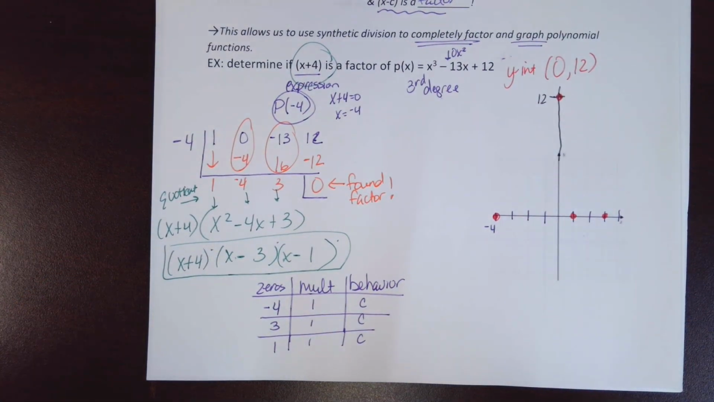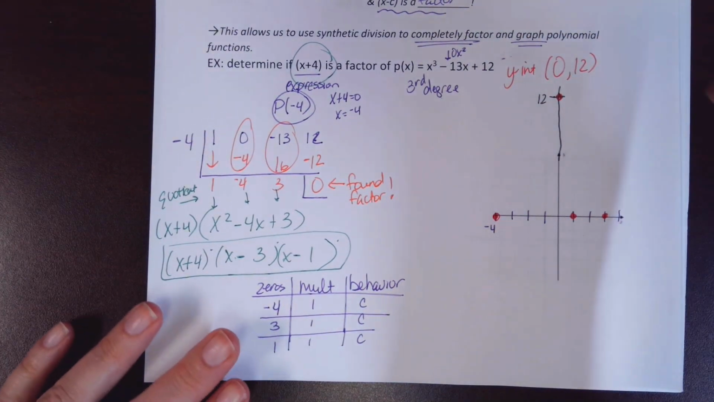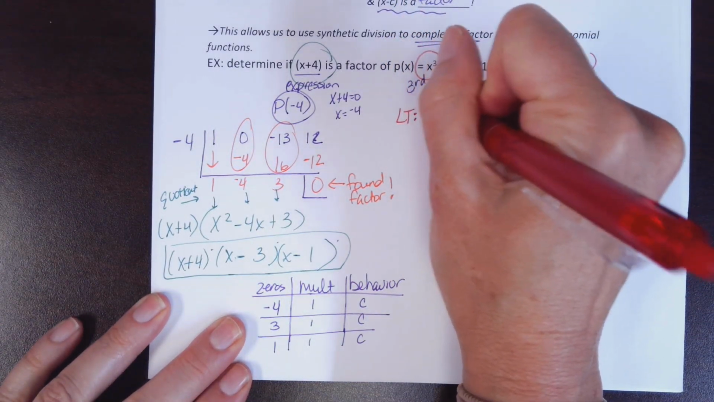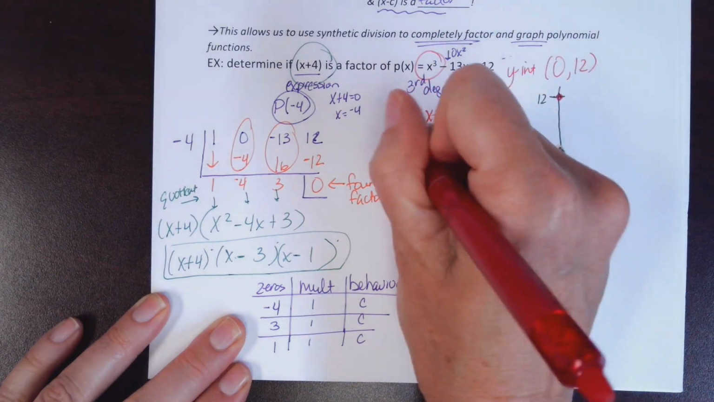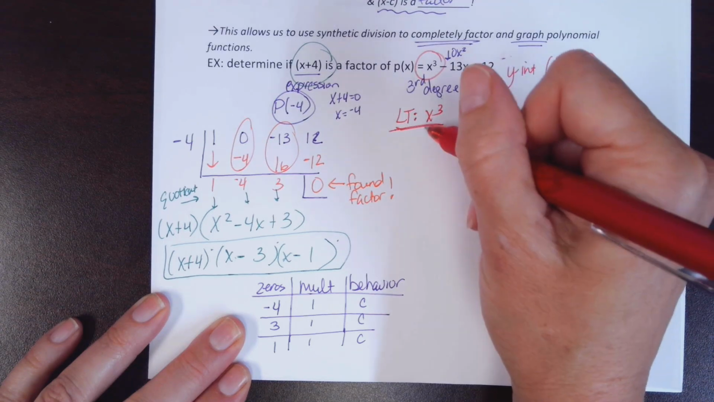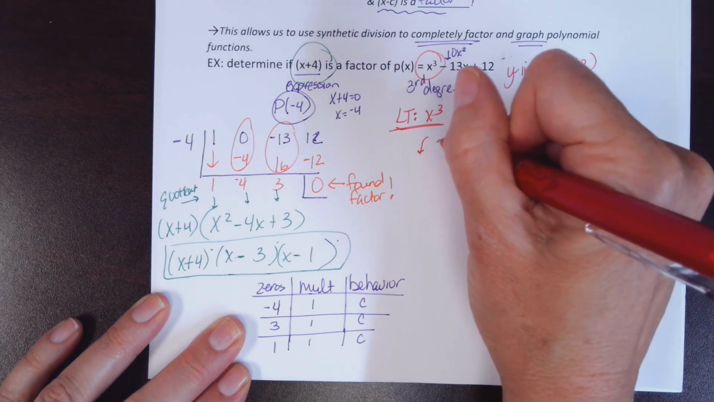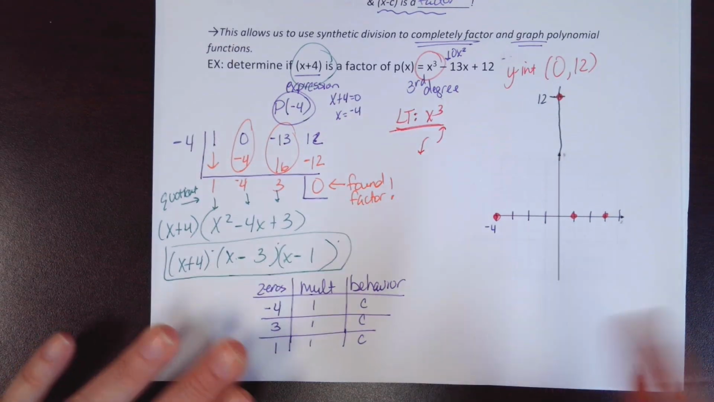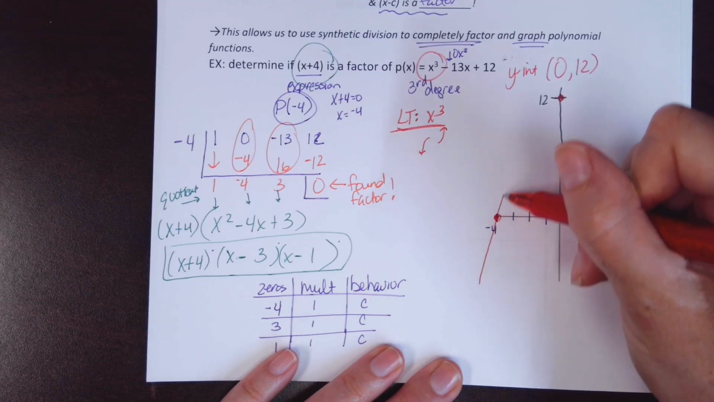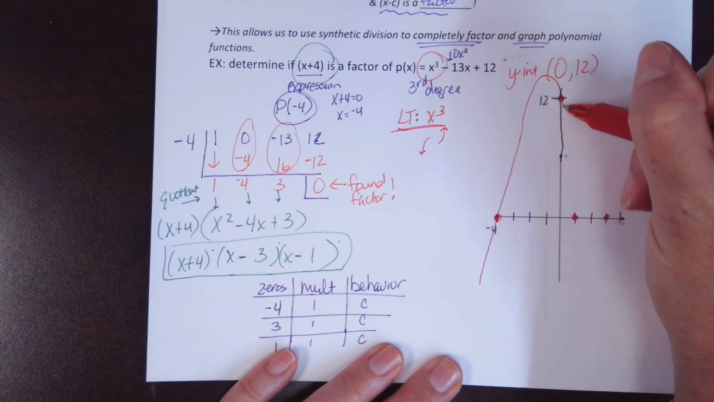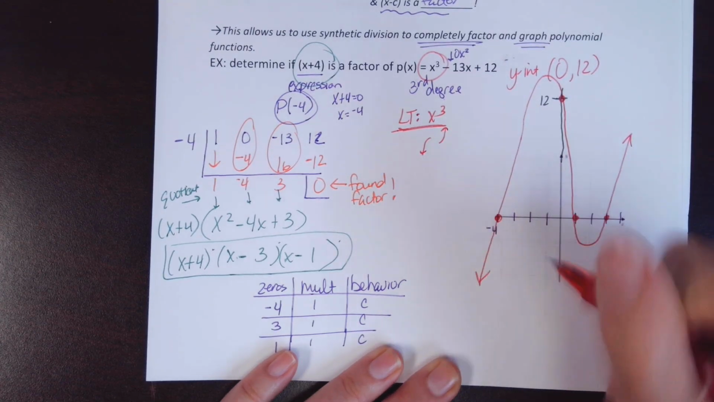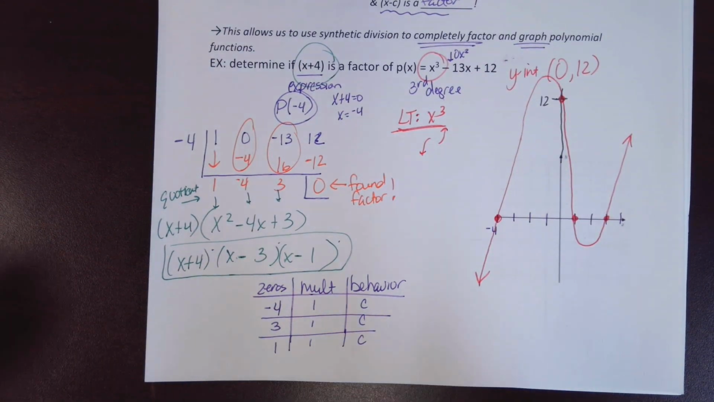Okay, well, how do I know where to start? End behavior. So end behavior comes from that leading term. Leading term is positive x cubed. So 3 is odd, which means one end goes up, one end goes down, and it's positive, so it's increasing. It starts low, finishes high. So I'm going to start down here. I'm going to come up, cross, cross, cross, and there is my polynomial function graphed.